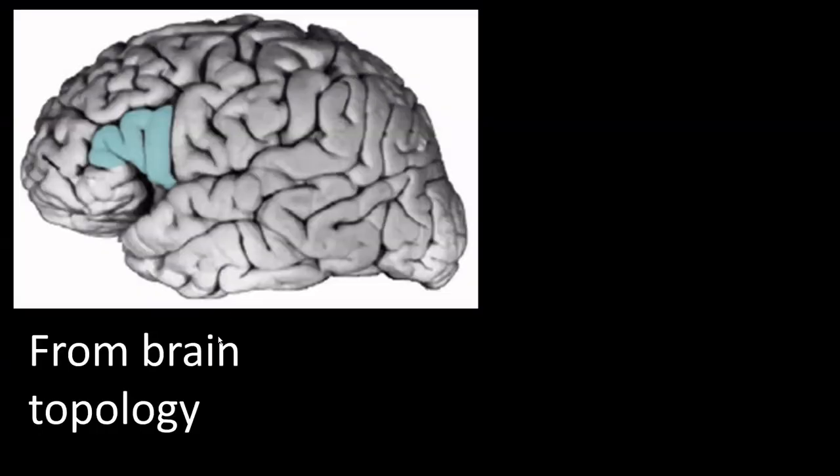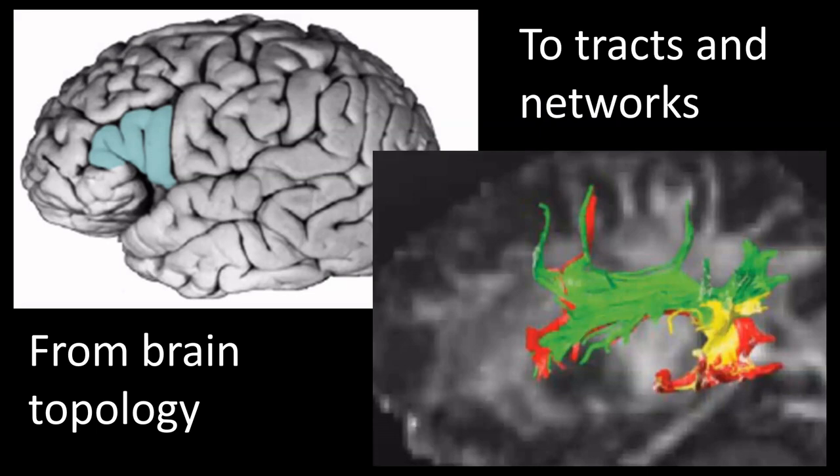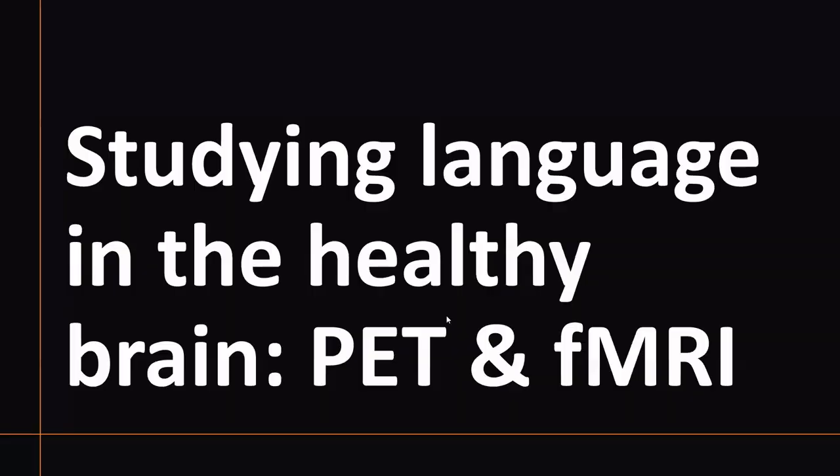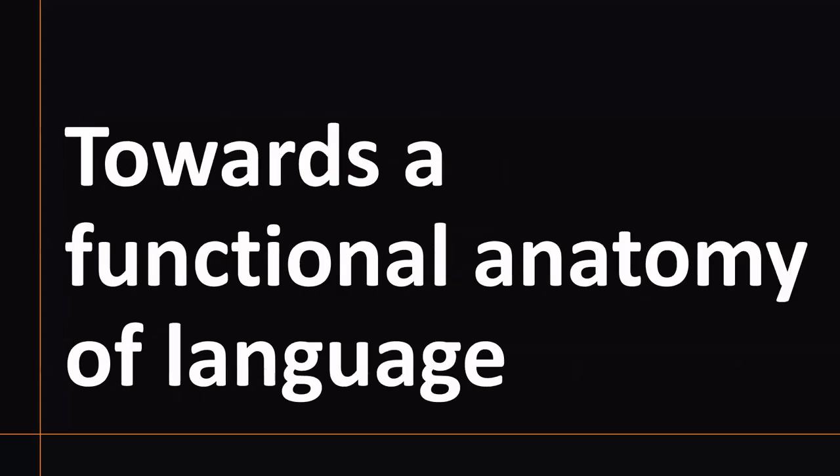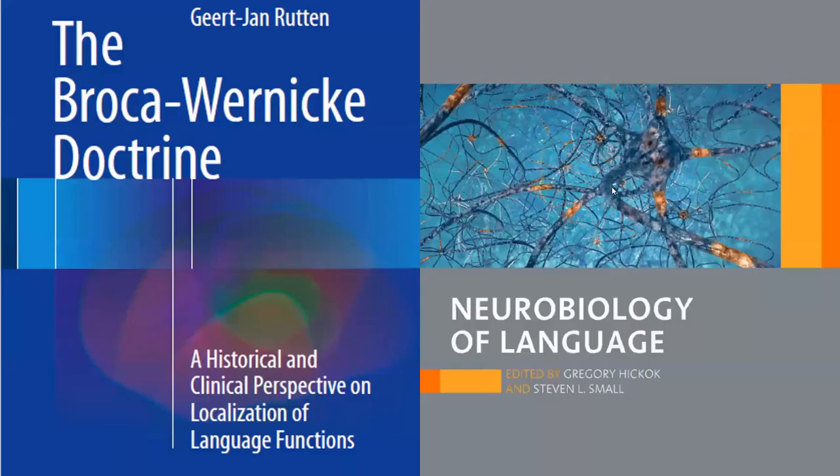And we will also move from brain topology, so the belief that a very specific cortical region of the brain is responsible for a very specific function, to tracts and networks. And we will see that functions are not performed in one specific cortical region, but will involve the collaboration of several connected cortical brain regions. So there's an evolution to a more functional anatomy of language. So that will be for the next presentation, an overview of PET and functional MRI studies on language and the healthy brain, and a description of current more functional theories of language organization in the brain.